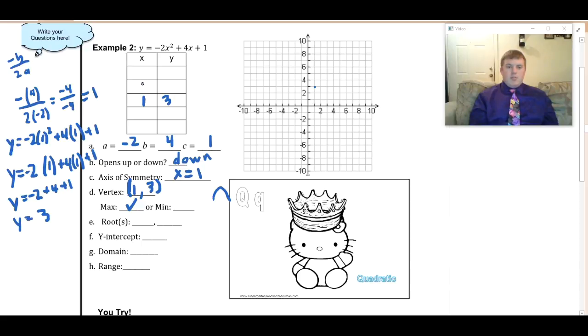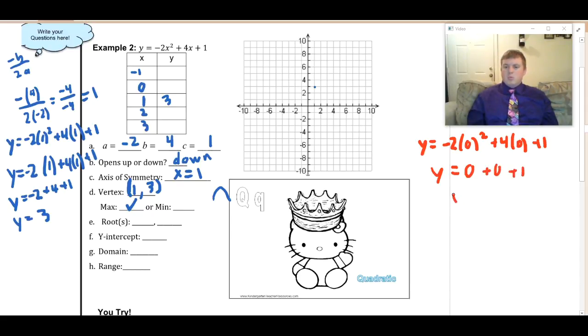So again, I would suggest moving from that vertex and going 0, 1, and then up to 2 and 3. I am going to go ahead and use my 0 because that is going to give me my y-intercept, and that's something that I am asked for later on here. So I'm going to plug this in. y equals -2 times 0 squared plus 4 times 0 plus 1. Now 0 squared is 0, and negative 2 times 0 is going to give me 0. 4 times 0 is also 0, so I'm going to have just plus 1, so my y value is going to be 1. So my y-intercept is at (0, 1).